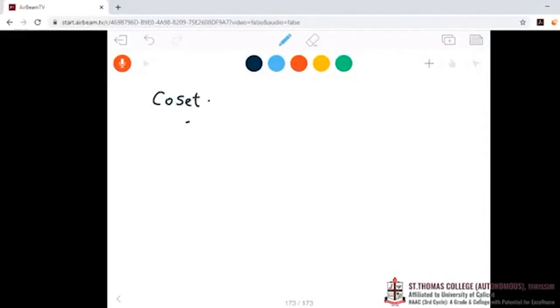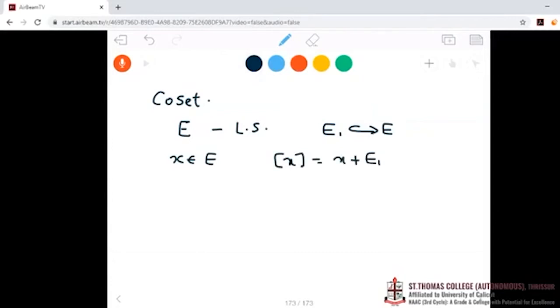Suppose E, hereafter I will be using E for linear spaces. Most commonly, I will be using E. Let E be a linear space and E1 be its subspace. Then suppose x is an element of E, we have defined the coset of x as x plus E1, which is the set of all x plus y, where y varies over E1.